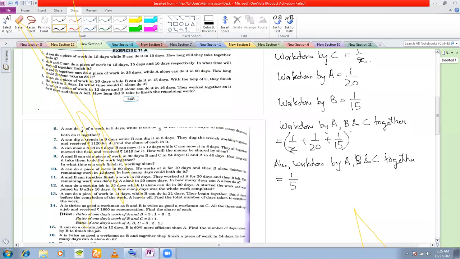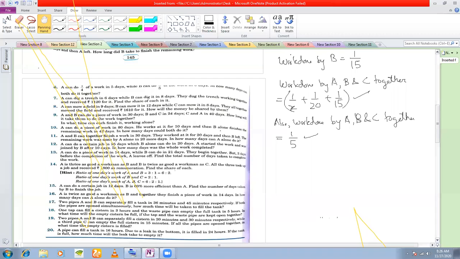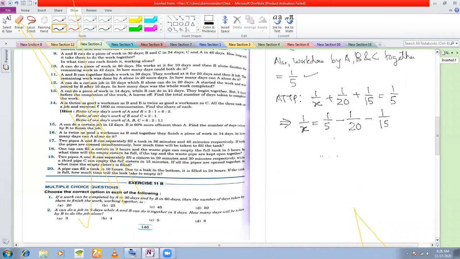So according to the problem, this and this must be equal. So according to the problem, 1 by X plus 1 by 20 plus 1 by 15 must be equal to 1 by 5. If you solve this equation, we'll get the value of X. Let's solve. So I have 1 by X is equal to 1 by 5 minus, you take all the other fractions from the left hand side to the right hand side, you get minus 1 by 20 minus 1 by 15. Yes, so now we can take the LCM.